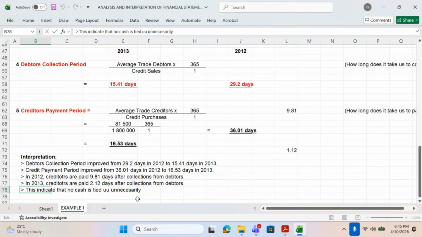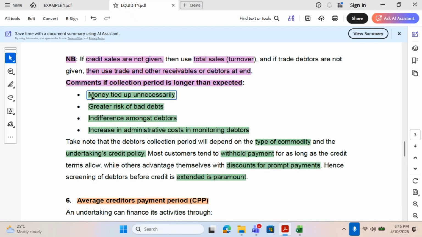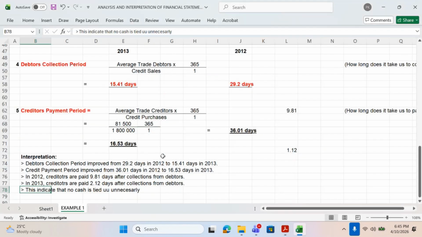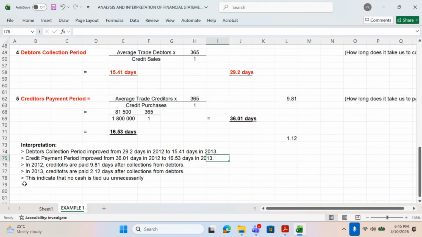So that is what I'm going to comment here. What they said here: there is no cash that is tied up unnecessarily, right? Because I'm very quick to do my collections. It's a very good comment that we can put in there. What else can we say? Is there anything that we can say here?